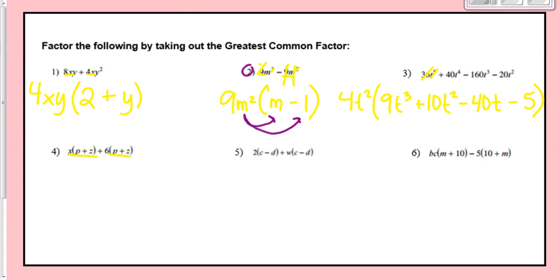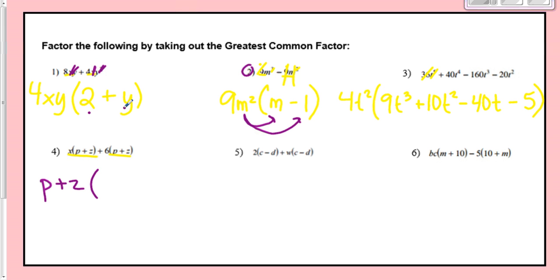I took out x from both because they both had that in common, right? I took out y from both because they both have it in common. Look at number 4. What do they both have in common? P plus z. So just like I did before, I'm going to write that first on the outside, then I'm going to open up my parentheses. Well, up here on number 1, what did I do? When I took it out, I wrote down what I had left over here and here.